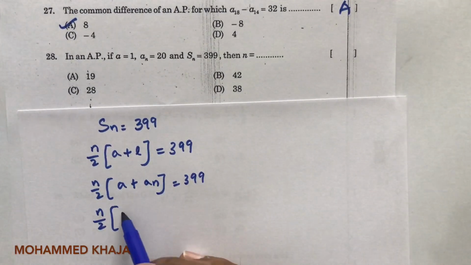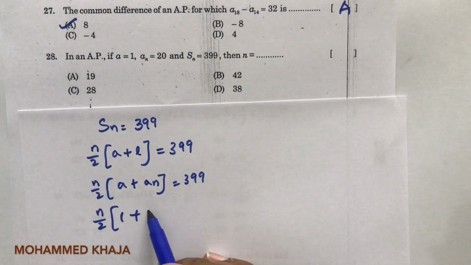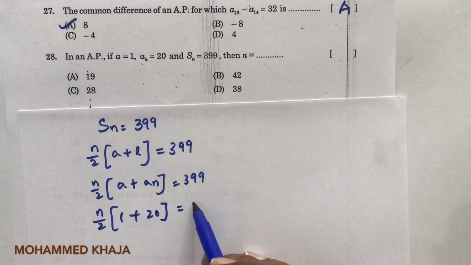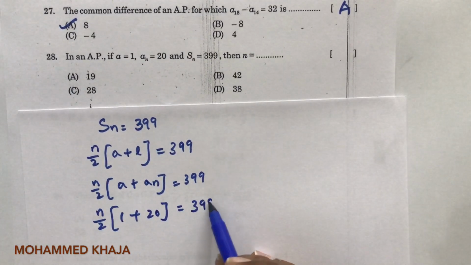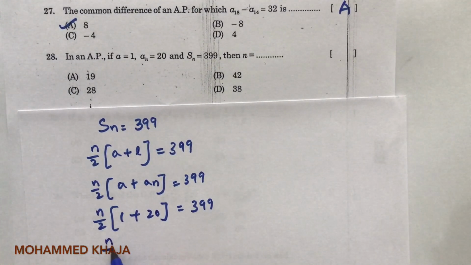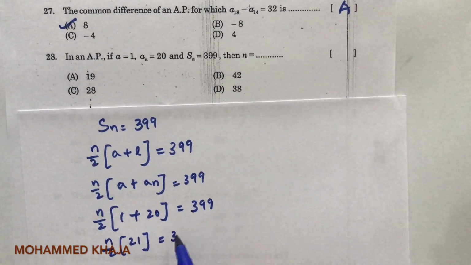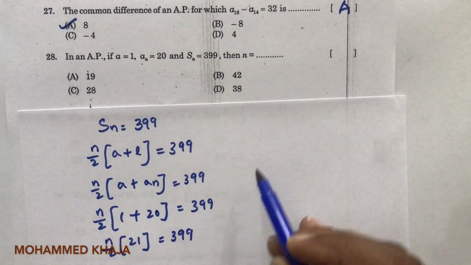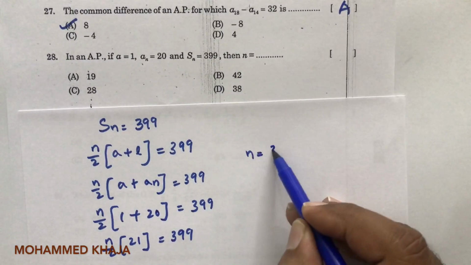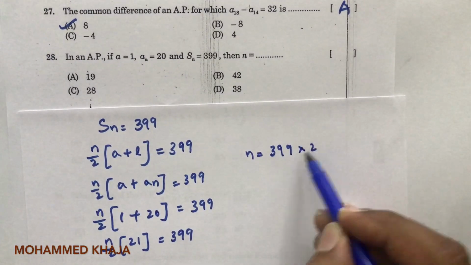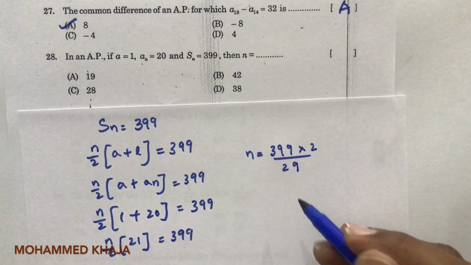A value is 1, a_20 equals 399. Now n by 2 into 21 equals 399. So from here, the n value is 399 times 2 by 21.